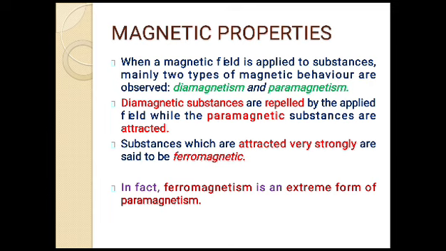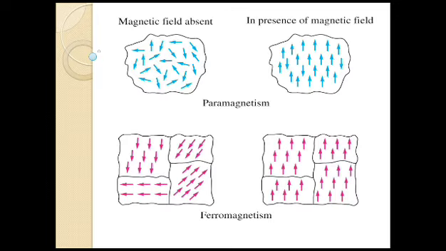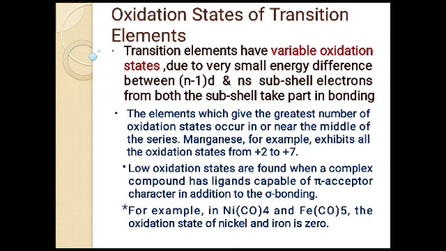Magnetic properties. When a magnetic field is applied to a substance, mainly two types of magnetic behavior are observed: diamagnetism and paramagnetism. Diamagnetic substances are repelled by the applied field, while paramagnetic substances are attracted. Substances which are attracted very strongly are said to be ferromagnetic. In fact, ferromagnetism is an extreme form of paramagnetism. Here are the magnetic field, paramagnetism and ferromagnetism.